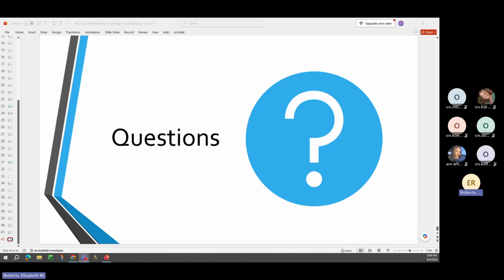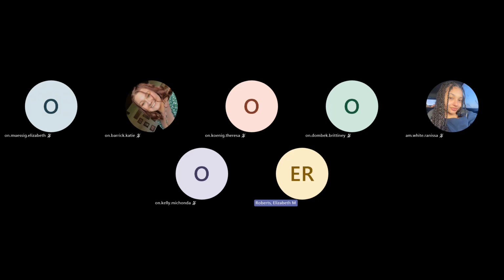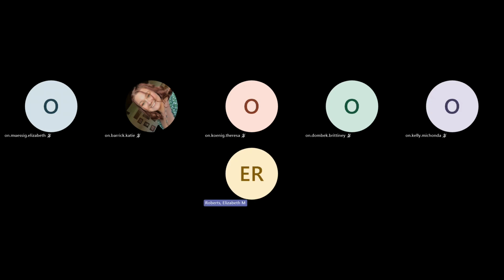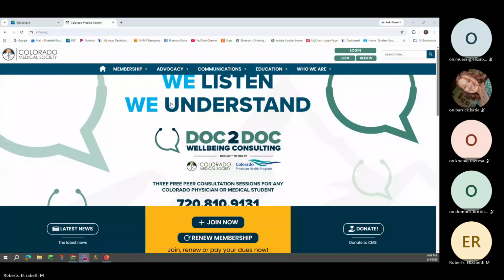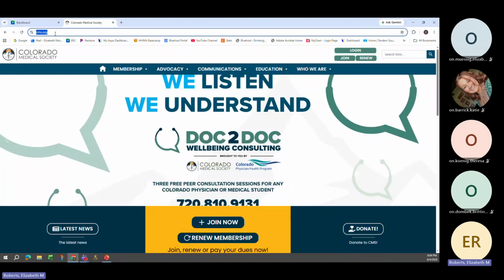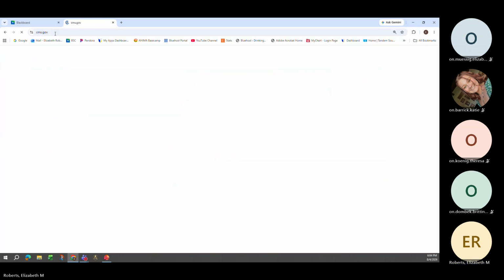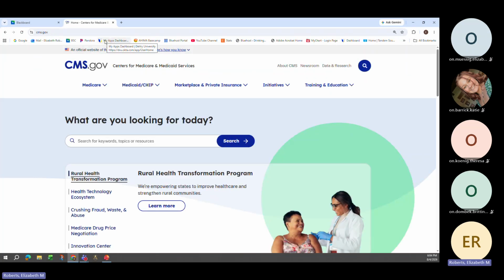Oh, the conversion factor. Where do we look that up? That's a good question. Let me stop sharing my screen and I will show you. Well, I mean, I will start sharing my screen. There used to be a way you could look it up on CMS. CMS, not Colorado Medical Society. Hang on a second. I did cms.org, not cms.gov. cms.gov. There we go.